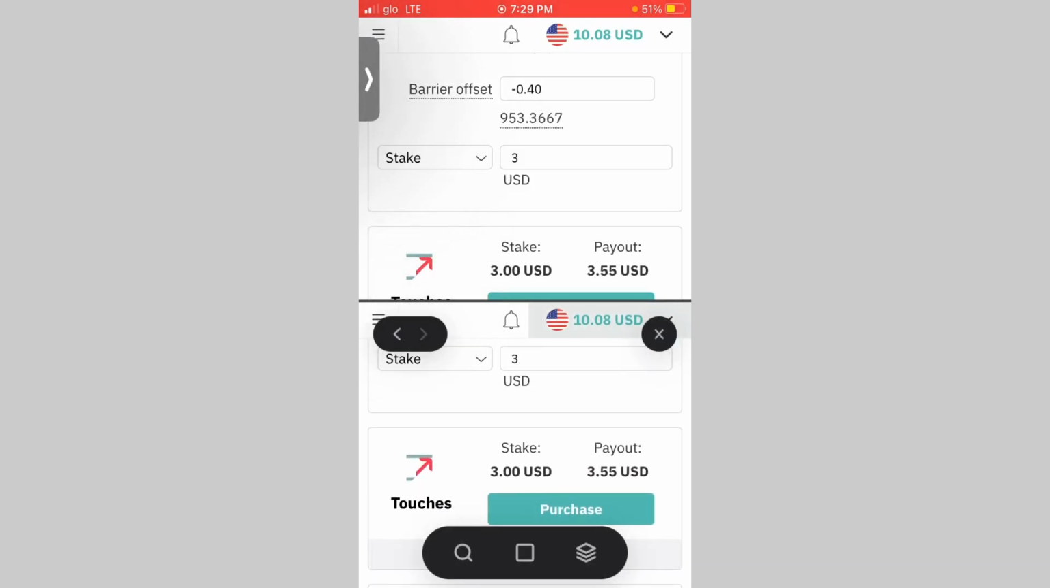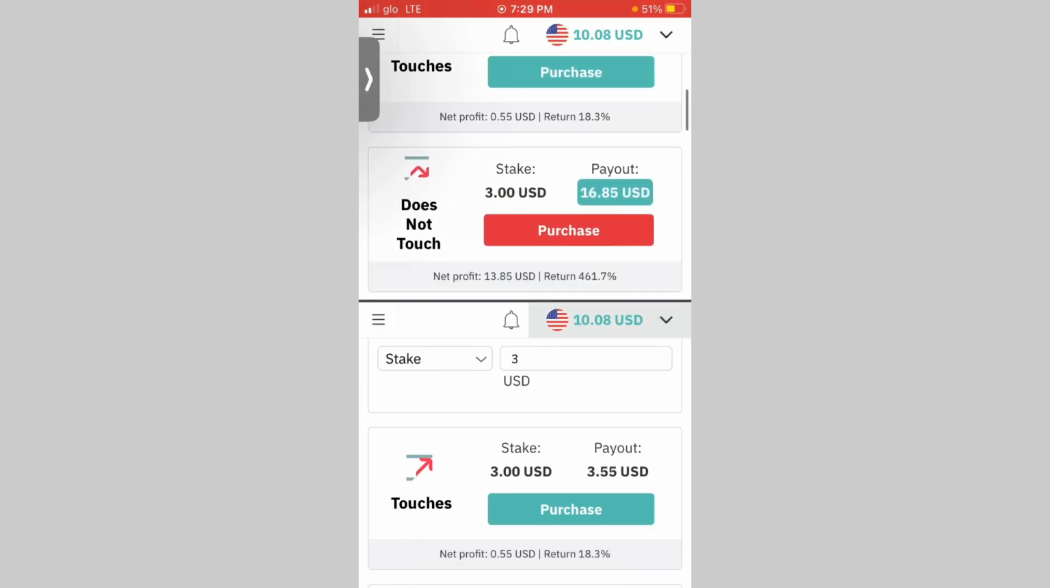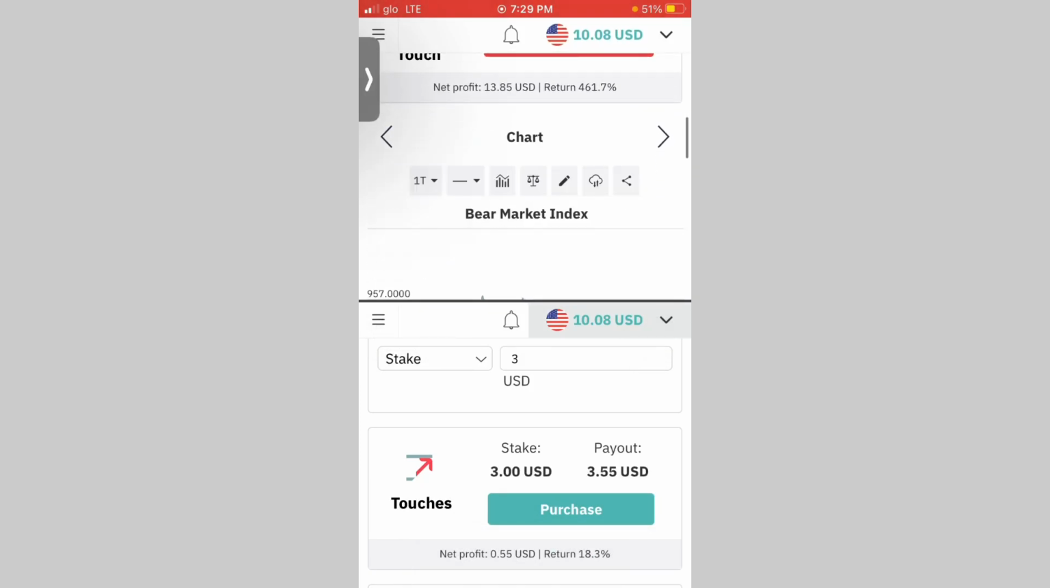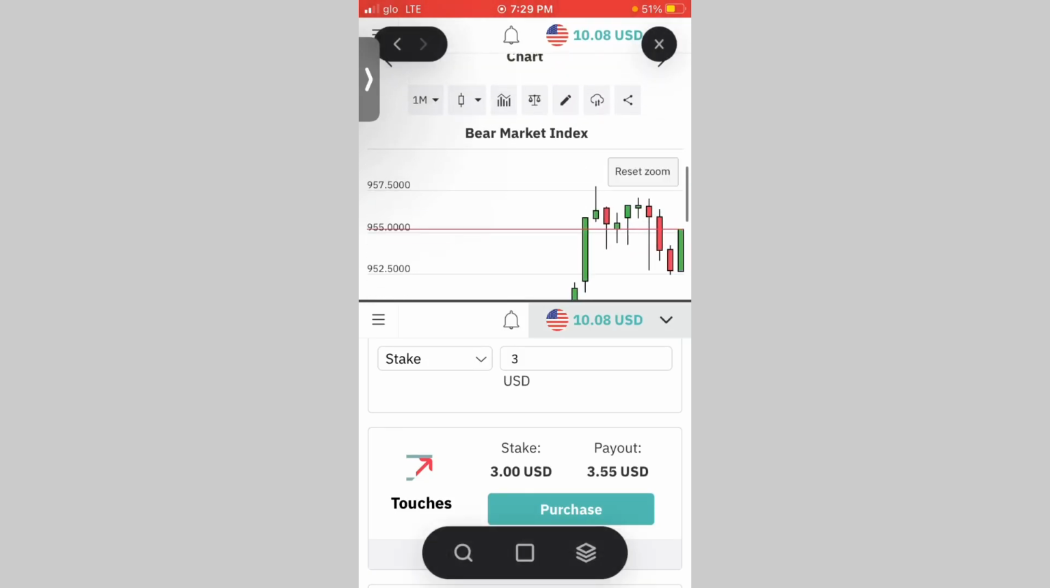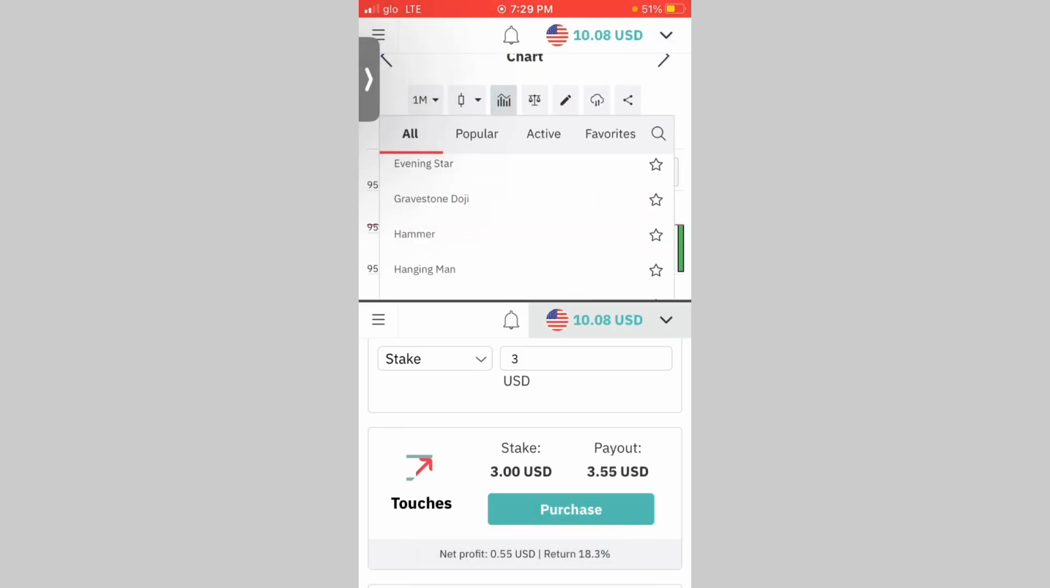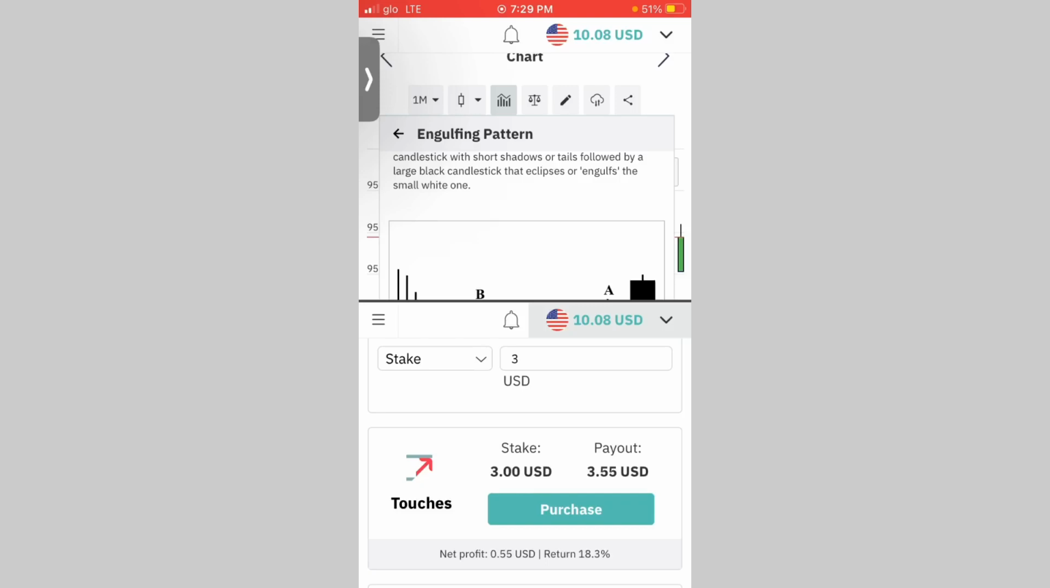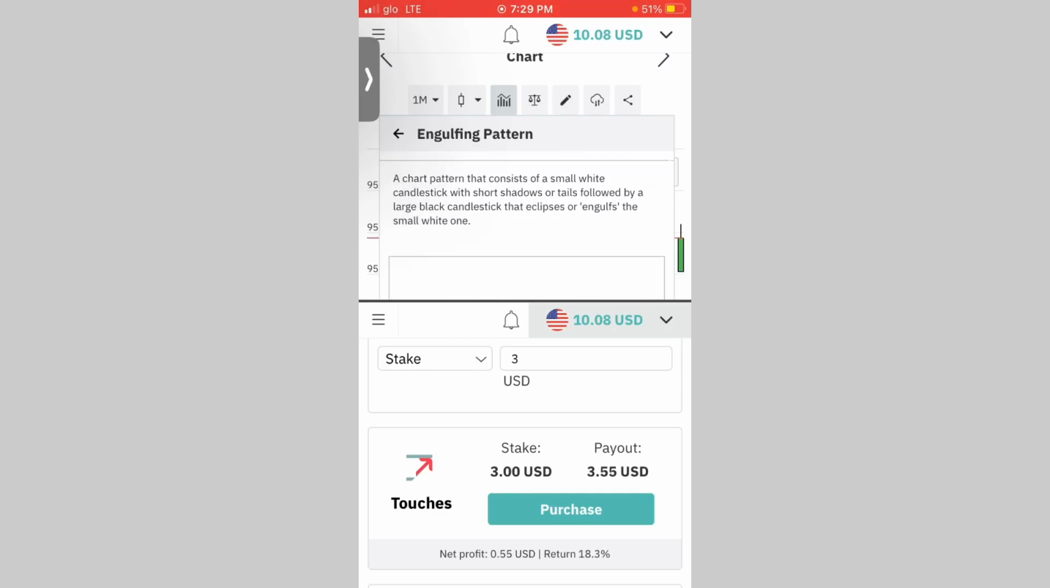Once you are done with your second window split, you scroll down and click on your chart. Then you open up your 1 minute time frame, and then you look for an engulfing pattern. Once you select an engulfing pattern, you can see how it looks. An engulfing pattern is a chart pattern that consists of a small white candlestick with a short shadow or tail, followed by a tall black candlestick that engulfs the small white one.